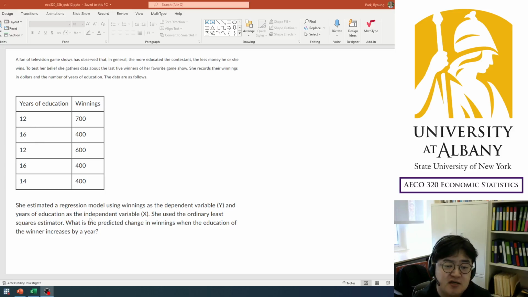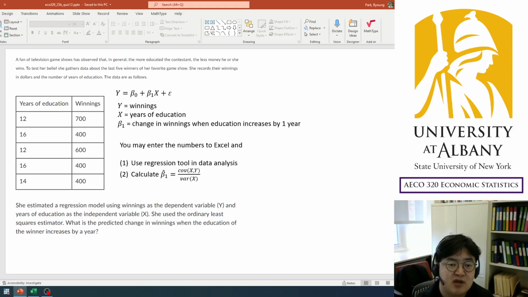She estimated a regression model using winnings as the dependent variable y and the years of education as the independent variable x. So she used the ordinary least squares estimator. What is the predicted change in winnings when the education of the winner increases by a year? Okay, so your education predicts the winnings in a game show, right?